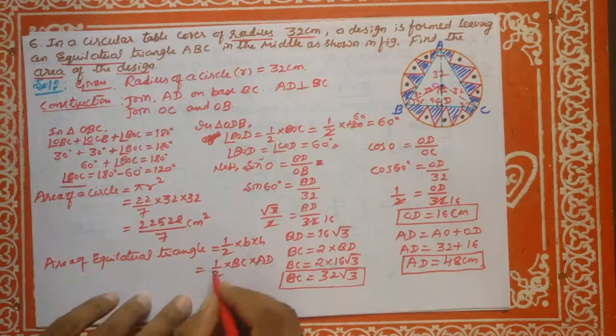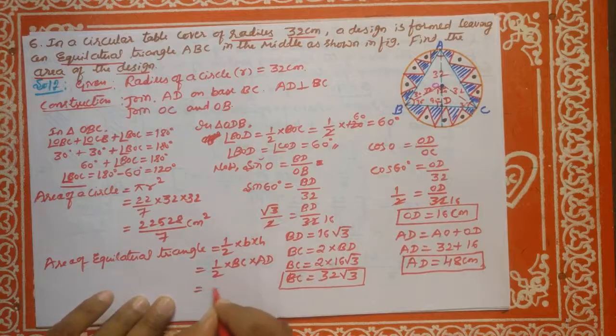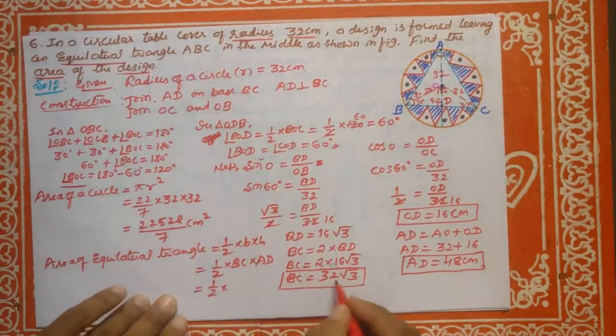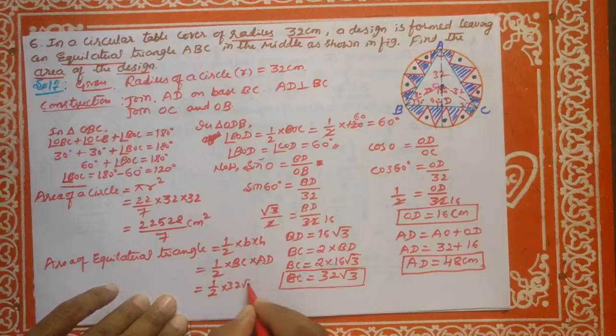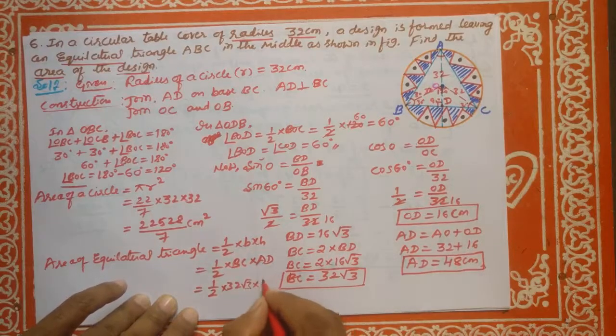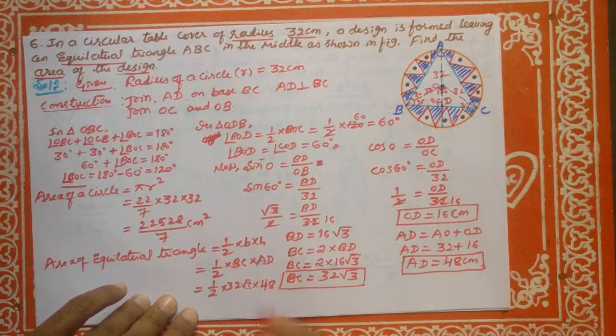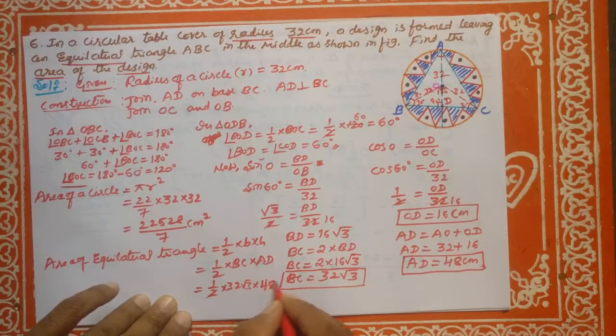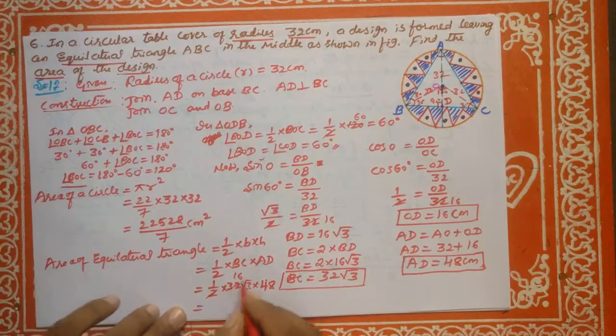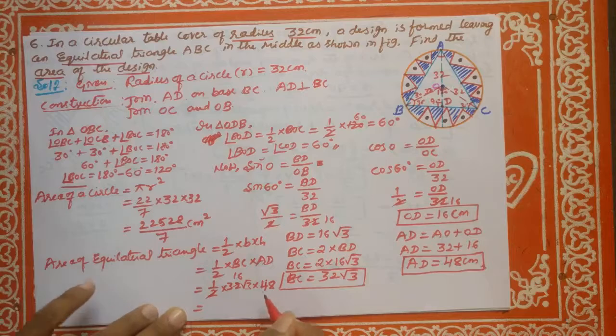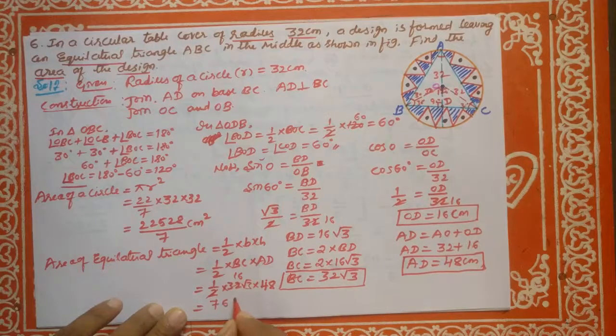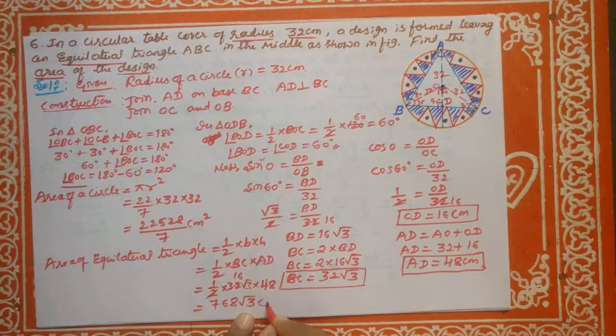Area of an equilateral triangle is equal to half into base into height, which is equal to half into BC. Base is 32 root 3 into AD. Height is 48 centimeters. 2 ones are 2, 2 sixteens are 32. So it is equal to 16 into 48. 16 into 48 we will get 768. So 768 root 3 square centimeters.